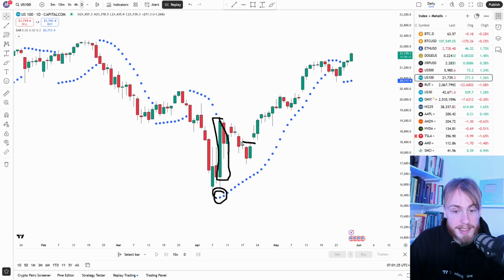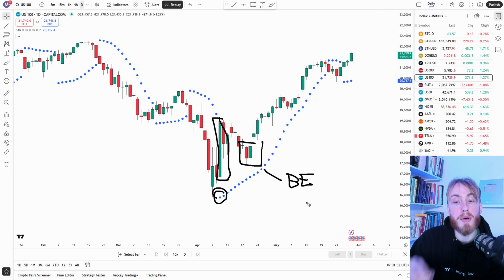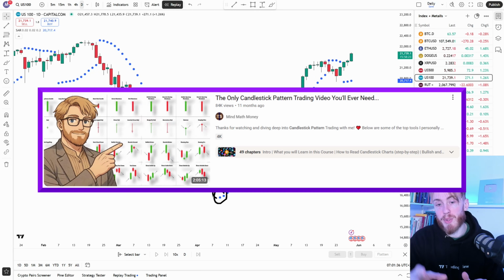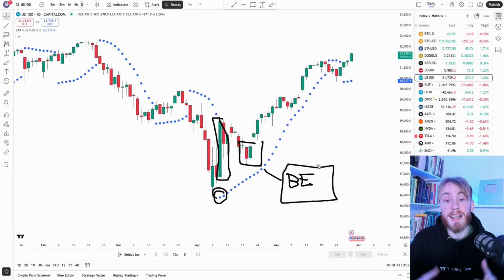But what you then can see is that right here, we actually printed a candlestick pattern. This right here is known as a BE, or bullish engulfing pattern. And combining the indicator with other price action signals, like for example, bullish engulfing patterns, but you have many more concepts as well, is definitely, at least in my opinion, a better strategy than blindly using this indicator. So this right here could have been an entry point.